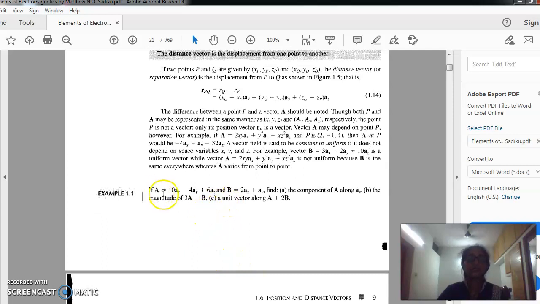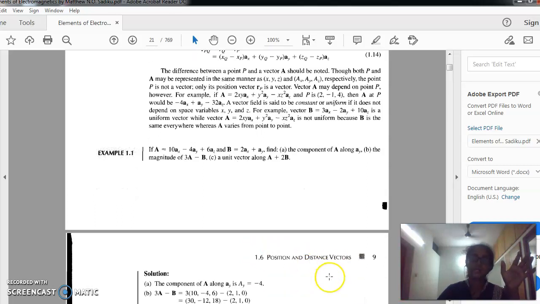Given 2 vectors. A is given as 10ax minus 4ay plus 6az. B is equal to 2ax plus ay. You are asked to find the component of vector A along ay. Then the magnitude of 3A minus B and a unit vector along A plus 2B. The third part you already know, isn't it? We have just computed how to find out unit vector. Just find out A plus 2B. B is already given. Multiply it with 2, you get 2B. Add it with A, you get A plus 2B. How do you find the unit vector? Take that vector, divide by the magnitude. That is how you do.